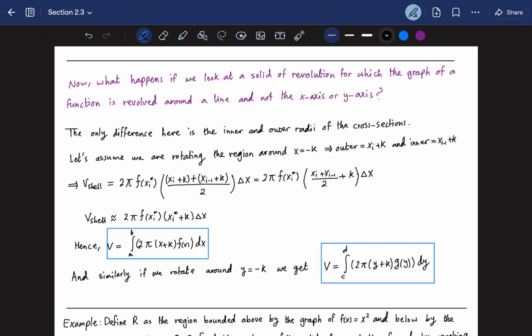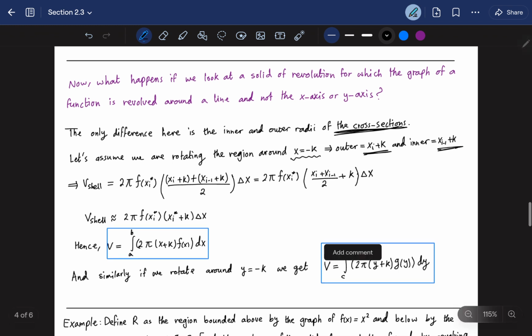So it's not a lot of difference here. My only difference is the radii of the cross sections that we're taking. So we have some sort of shift, like I have something added to my radii. So here, let's assume I have a line x equals negative k, where k is just any positive number, and I want to revolve my region around that line. So here, the outer radius, you just add a k, and the inner, similarly, you just add a k.